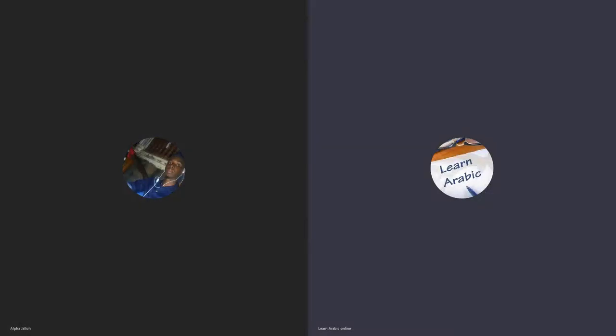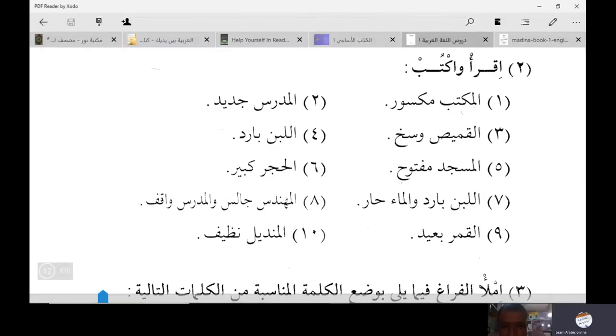Bismillah ar-Rahman ar-Rahim. Today we'll start from page number 12. Iqra waqtu. Start. Al-maktabu maqsurun. Al-madrasa jadidun.